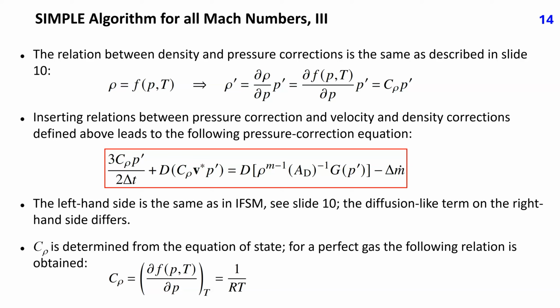The relation between density and pressure corrections is the same as described in slide 10, given by this expression. Inserting the relations between velocity and pressure corrections defined in slide 12, and density and pressure corrections defined above, leads to the following pressure correction equation. It resembles a transport equation for a scalar variable. It has the rate of change term, convection term, diffusion term, and source term. The left-hand side is the same as in IFSM, see slide 10. The diffusion-like term and the source term on the right-hand side may be different. C_ρ is determined from the equation of state. For a perfect gas, the following relation is obtained.